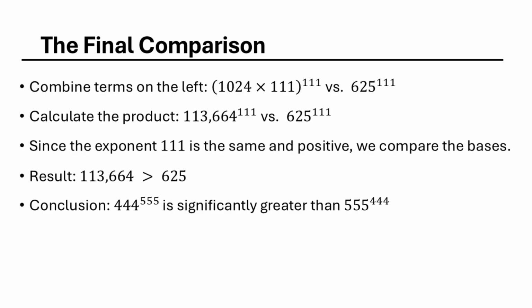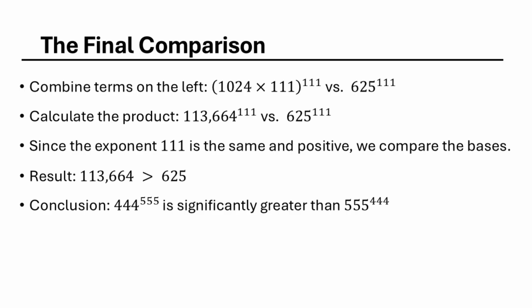1024 times 111 is 113,664. So the final comparison is 113,664 to the power of 111 versus 625 to the power of 111. Since the exponents are identical and positive, the expression with the larger base is the larger number. It is crystal clear that 113,664 is much larger than 625. Therefore, 444 to the power of 555 is significantly greater than 555 to the power of 444.